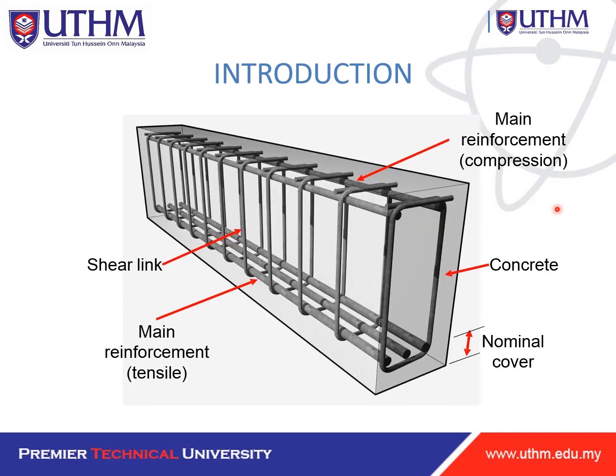So let's see what are the components inside a beam. You can see that this is the main reinforcement. At the bottom is the tensile, the As, and this is the As prime, which is the compression. For the top, this is the main reinforcement compression As prime, and this is the main reinforcement tensile for the As. And this is the concrete, the overall concrete, and the shear links. Okay, and the nominal concrete cover.